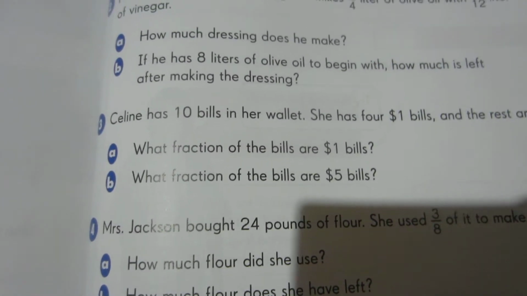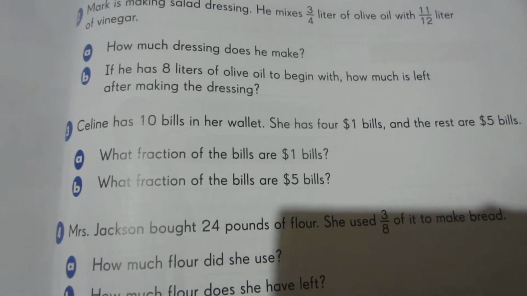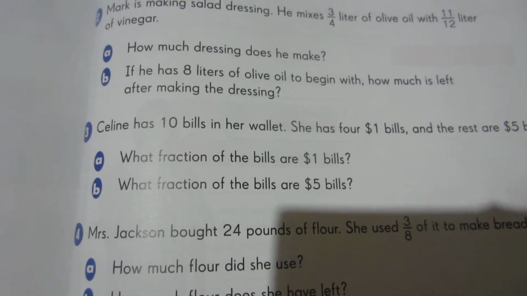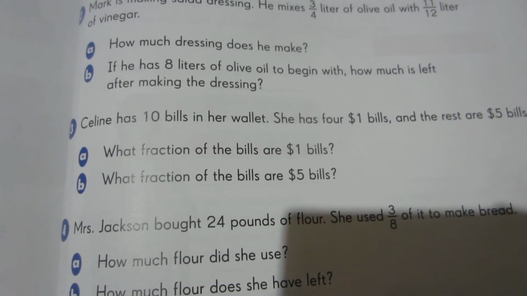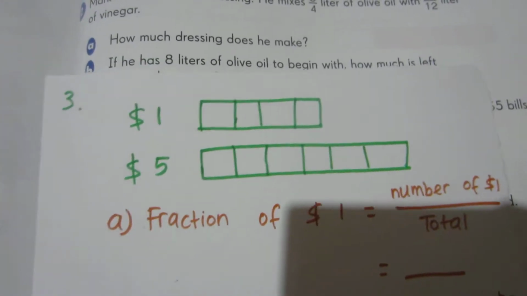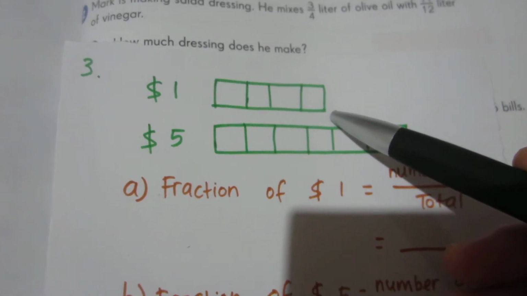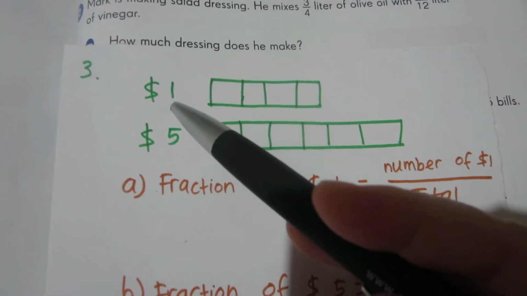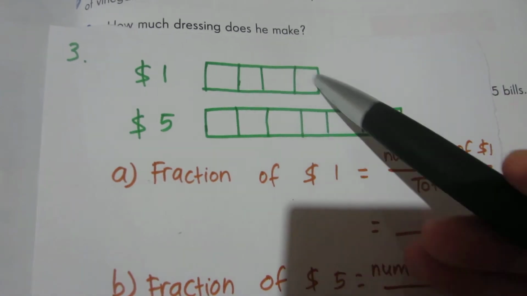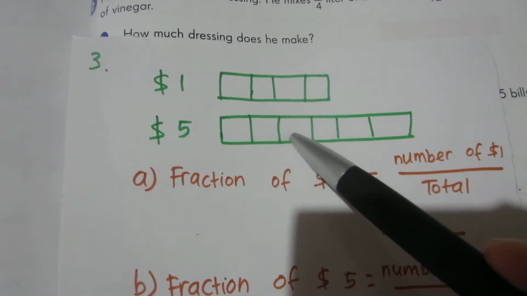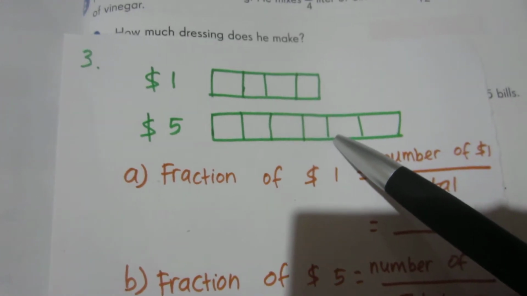Celine has 10 bills in her wallet. She has 4 $1 bills and then the rest are $5 bills. What fractions are the $1 bills, and what fractions are the $5 bills? So she has 4 of the $1 bill, 1 2 3 4, so that's 4, and then the rest is $5.